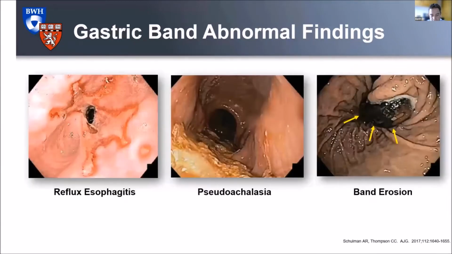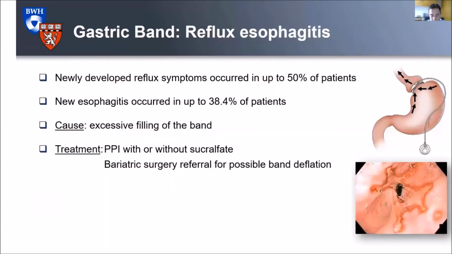Here are some of the abnormal findings of gastric band. These include reflux esophagitis, food residue in the esophagus, which may represent pseudoachalasia, and band erosion. Reflux esophagitis may be seen in up to half of the patients with gastric band. This may occur because of excessive filling of the band. Treatment is PPI, and you should also ask your bariatric surgery colleague to possibly deflate the band.